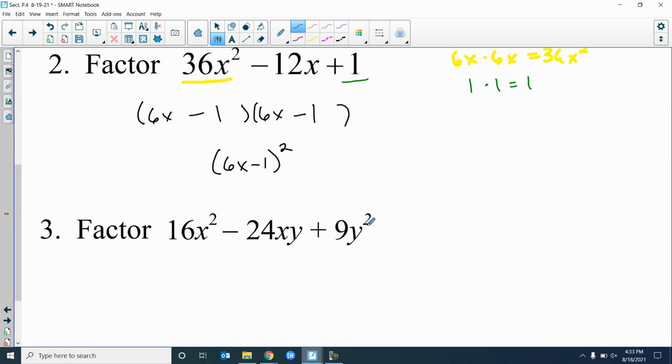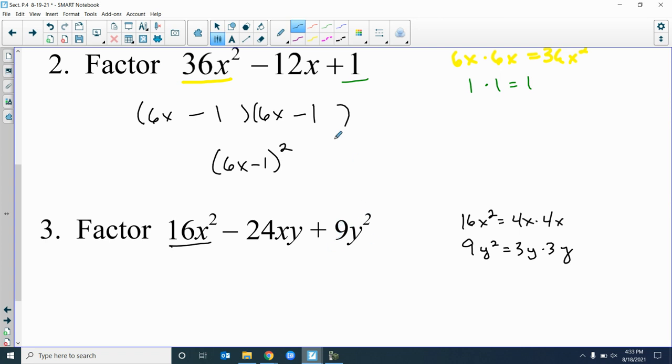Now you get a second variable. Well, it's still a perfect square. 16x squared is 4x times 4x. 9y squared is 3y times 3y. I didn't get to a problem with 2 letters in all classes yesterday, but hopefully you saw that on the homework, kind of how you handle that.